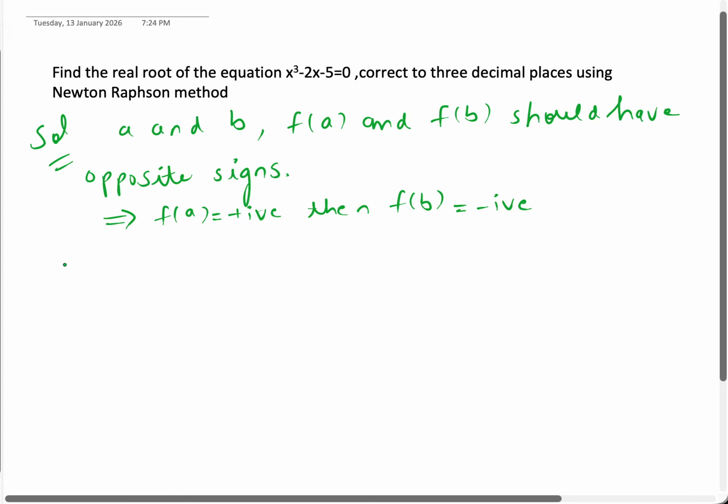If I take a equals 0, let's try with a very simple one, what will be f of 0? It will be minus 5, negative. If I take a equals 2, what is f of 2? 2 cubed is 8, minus 2 times 2 is 4, minus 5. This will be minus 1. Okay, good.